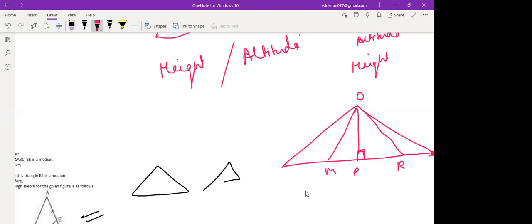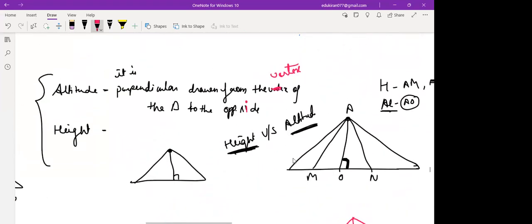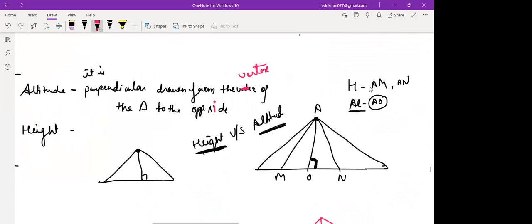So I asked you, locate the height and altitude. What are height and altitude basically over here? Ma'am, OM is also a height and OR is also a height. But what is an altitude? Because over here only in OP there's a 90 degree. So altitude is OP only. Okay, ma'am. We will first note it up. And over here you will mention that heights are AM and AN, but altitude is only AO.